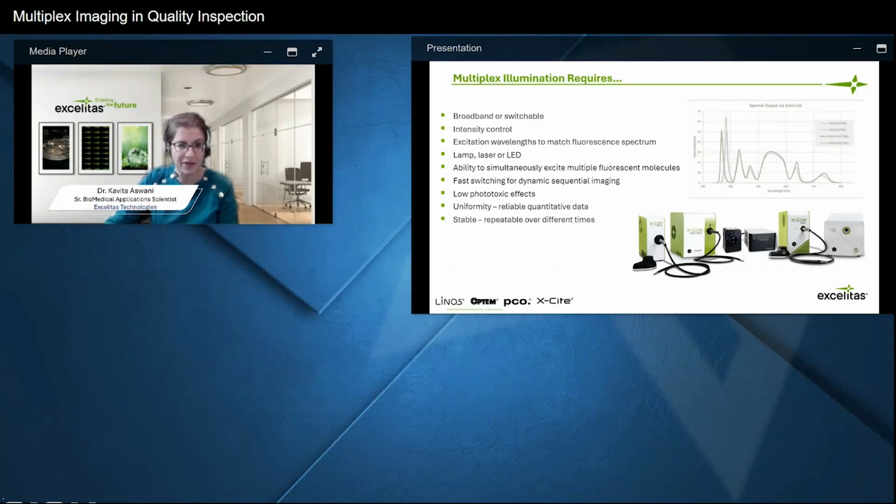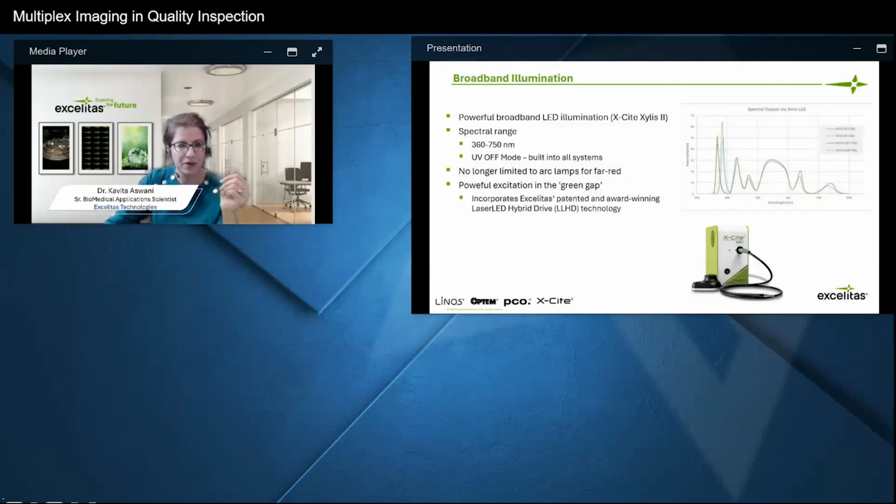And again, depending on the application, you would require two of the lasers or two of the LEDs to be able to excite simultaneously. If you're doing dynamic imaging, something very fast, you would require the LEDs or the lasers to switch fast between colors. Uniformity is always important because you want your data to be reliable and you want to make sure that you're hitting every part of the sample with equal amounts of light, and also a repeatable amount of light over different time periods or different parts of your sample.